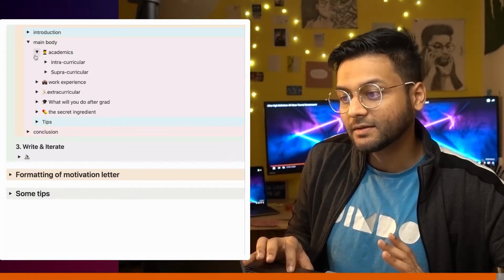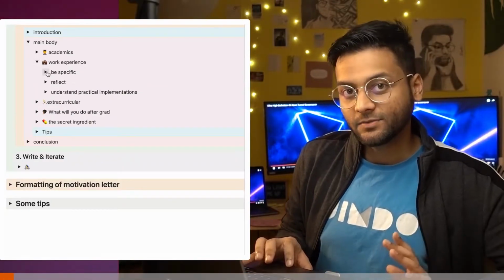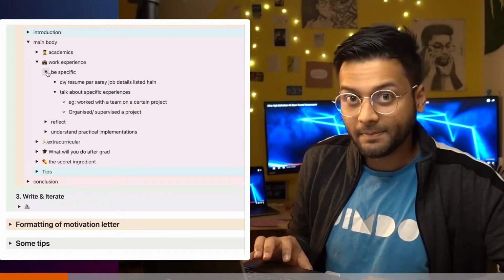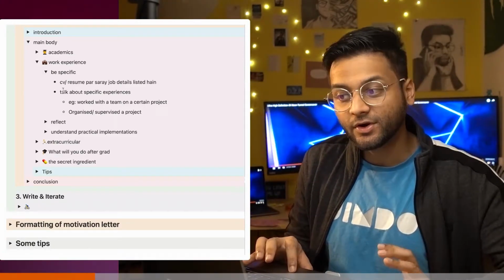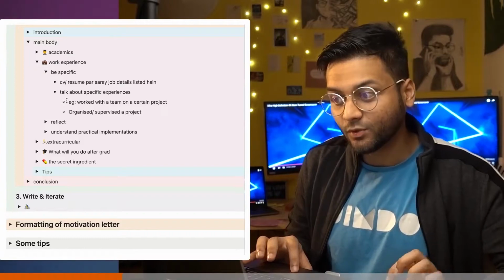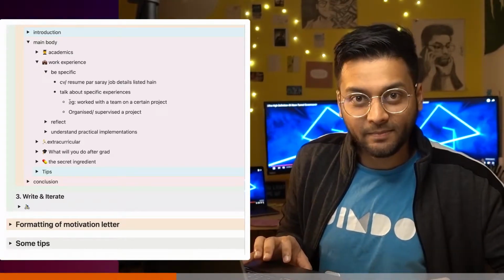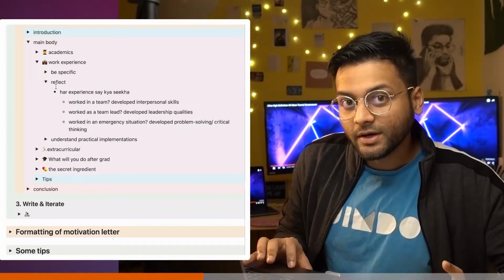The second point is about your work experience. And in work experience, you have to be very specific, because you are already attaching your resume with your application. So instead, you should talk about your specific experiences. For example, you worked in a team on a certain project and how you helped in organizing and supervising the project. Second is reflect. What did you learn from this experience?